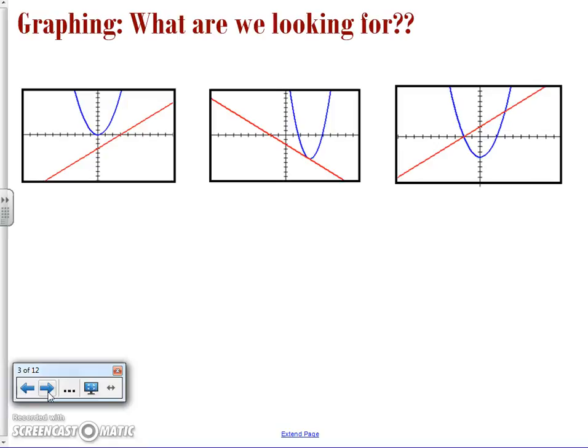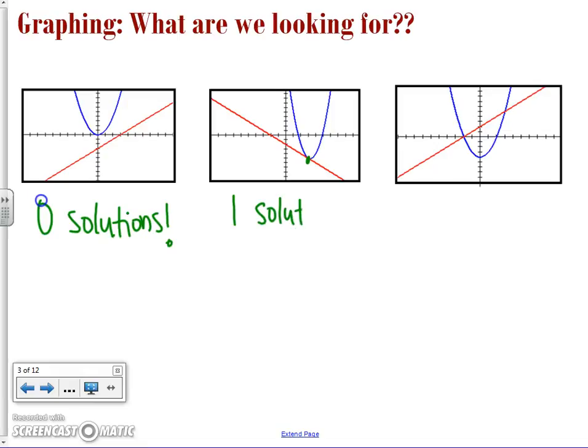So the first graph, they never cross each other's paths. So my first graph actually has 0 solutions. They will not cross each other. My middle graph, you'll see right at this point, they are touching each other at exactly one spot. So this one has 1 solution. And if you remember back in your geometry days, this has a special name. It is called being tangent to one another. That is when two graphs touch at exactly one point.